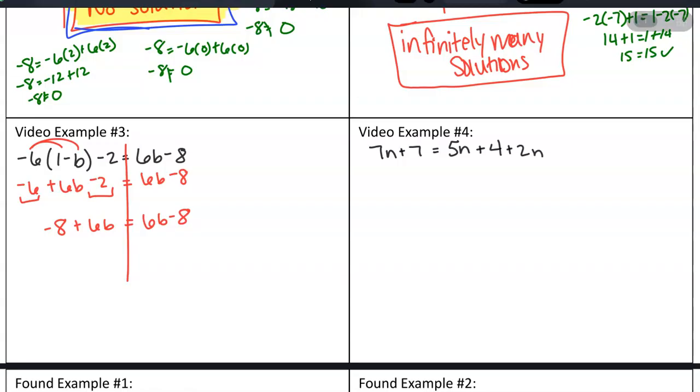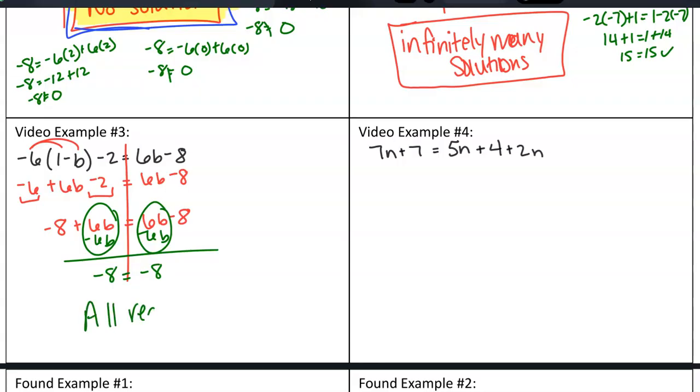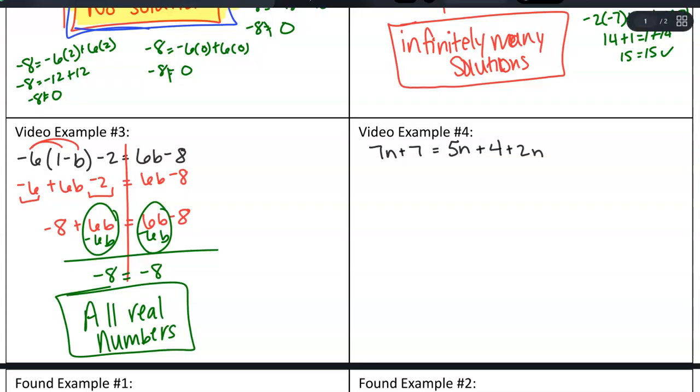I always recommend moving the variable first, so subtract 6b, because when you do that, you can see right away that your variable cancels out, and so you know it's going to be a special solution. Is this statement true? If I owe somebody $8 and somebody else owes somebody $8, they owe the same amount of money. So yes, -8 equals -8 is a true statement. So it is all real numbers or infinitely many solutions. I accept both. I just want to make sure that you understand that it can be written differently in different places.